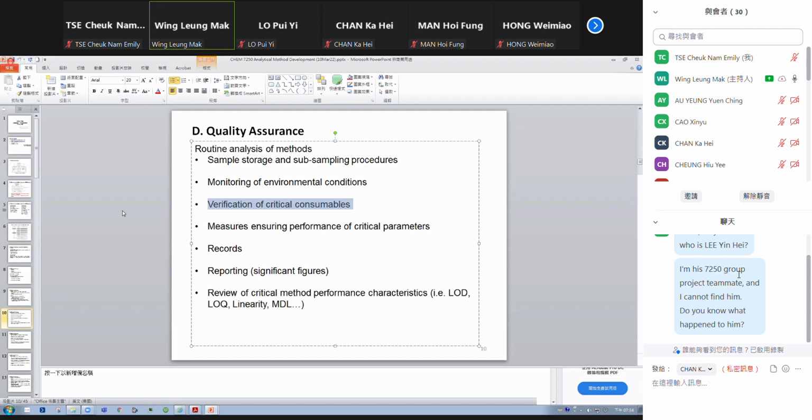Today, I receive a batch of SPE. You need to check before use. Maybe the problem is not due to your method, it's due to the problem of the SPE you received today. Measure and ensure the performance of the critical parameters. That means what are the critical parameters that may introduce a lot of uncertainty. Those steps should be critical steps.